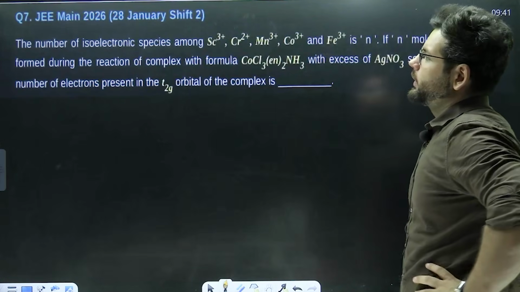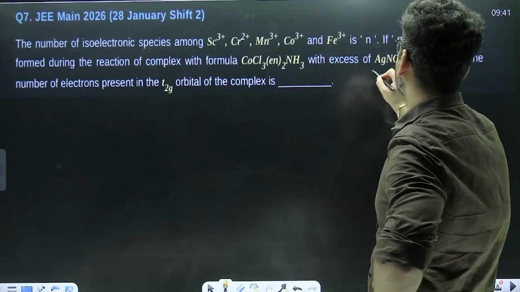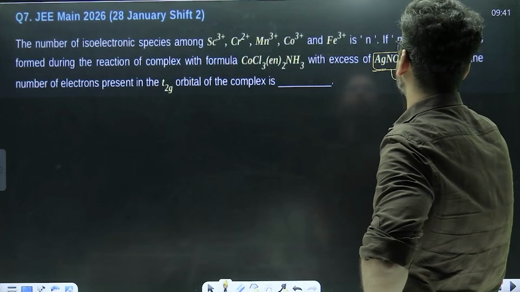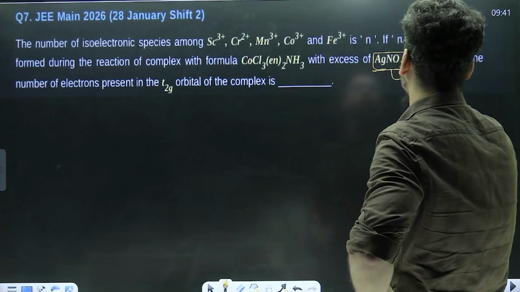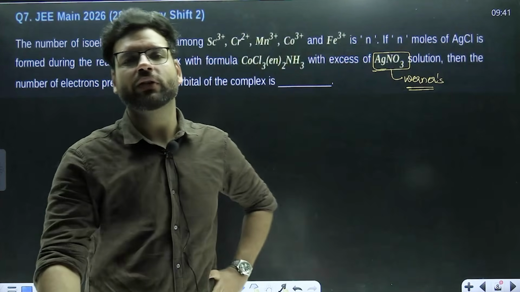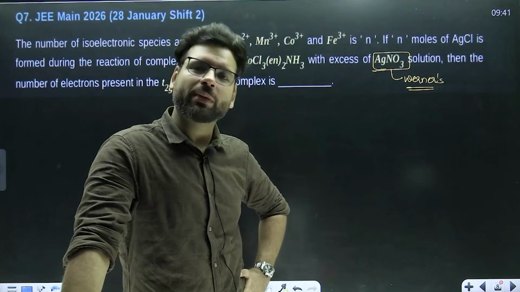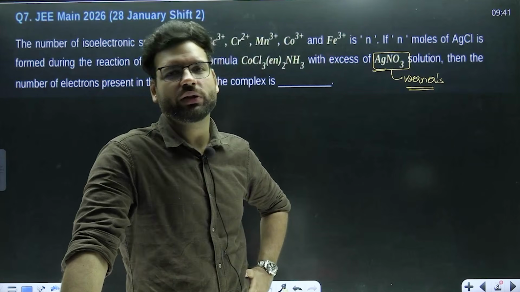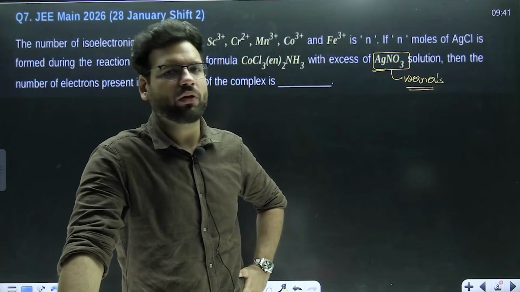Okay. Next one is a question from Werner's theory. Werner's theory is the theory which tells you about the primary valency of the metal, which is the oxidation state, and secondary valency, which is the coordination number.